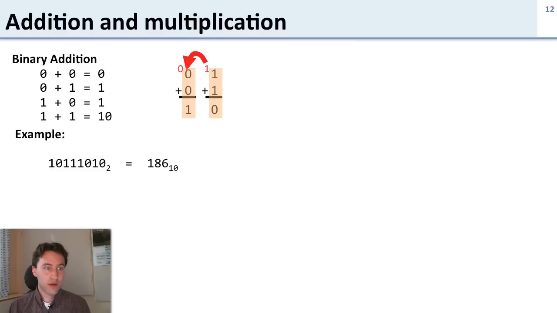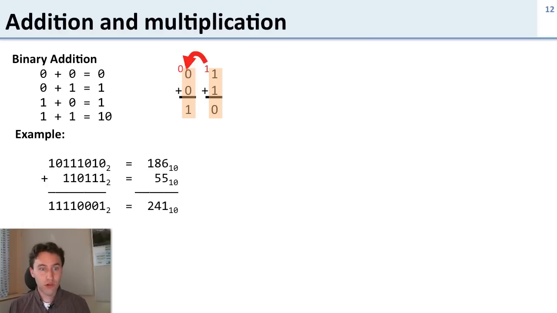So let's take a look at an example. Here I'm going to add 186 in binary plus 55 in binary. And the result is going to be 241. And we can look and see those carries. Here are the carries for the decimal add and the carries for the binary add.